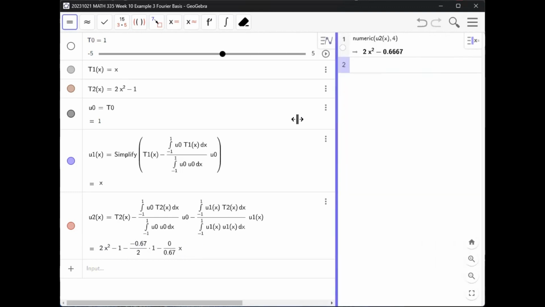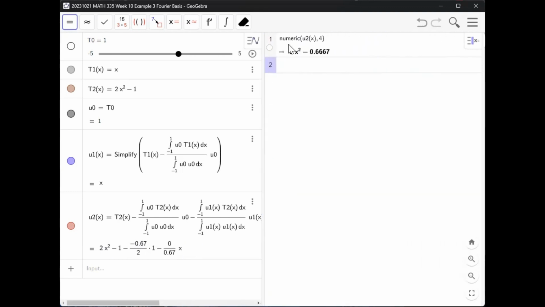So just to verify, I pulled over the computer algebra system in GeoGebra and had a numeric look to simplify all of this. And it turns out that it is what I thought, which is 2x squared minus 2/3. So that verifies that our values are as expected.